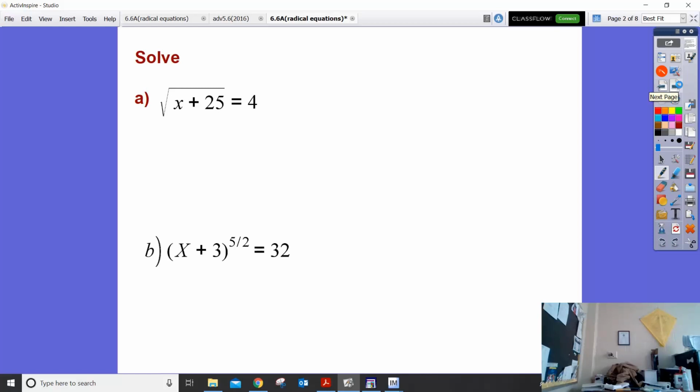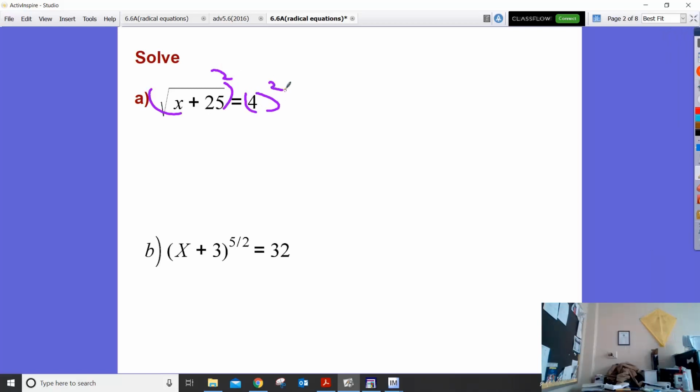Square root of x plus 25 is 4. What's the opposite of square rooting? Squaring. So we square both sides. 4 squared gives us what? 16. You square the square root of x plus 25. What's your x value?